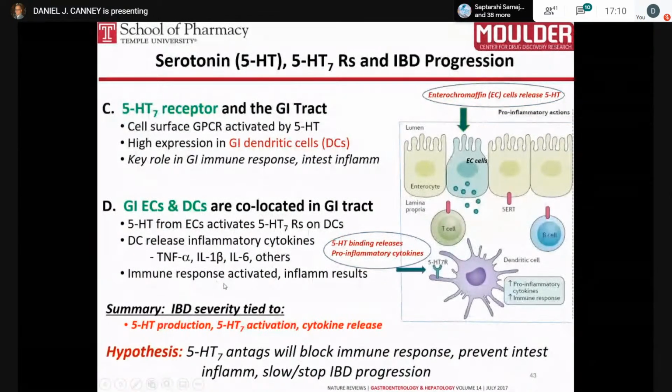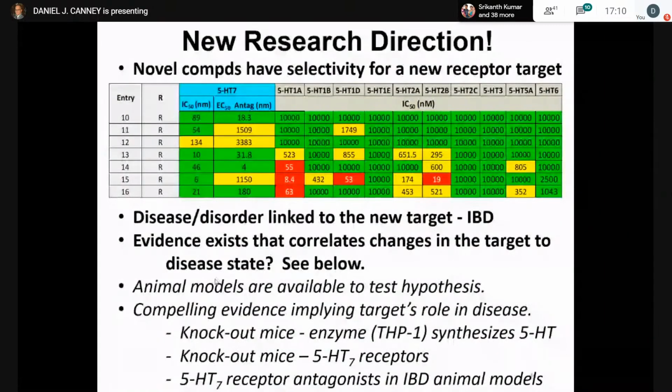So again, if this evidence is compelling, it would suggest that 5-HT7 antagonists might be useful in the treatment of this inflammation of the GI tract. And that's what began our project as far as the use of our compounds as potential treatments for IBD. So the disease or disorder that's been linked to the new target was IBD. Evidence does exist that correlates changes in the target to the disease state.